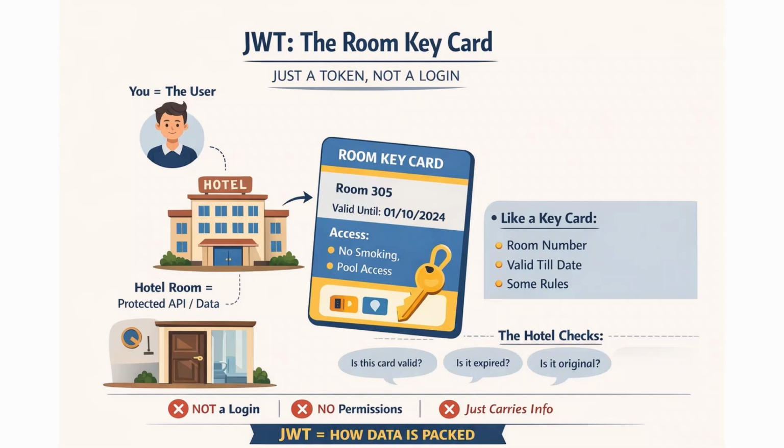This is where most people get confused. Let me clear it up. JWT does not log you in. JWT does not decide your permissions. And JWT does not manage a user. JWT only carries information securely, like the room key card. Okay. It is simply a container. You can think of it as a packet of user ID, role, expiry time. That's it. The server just verifies the token and moves on.